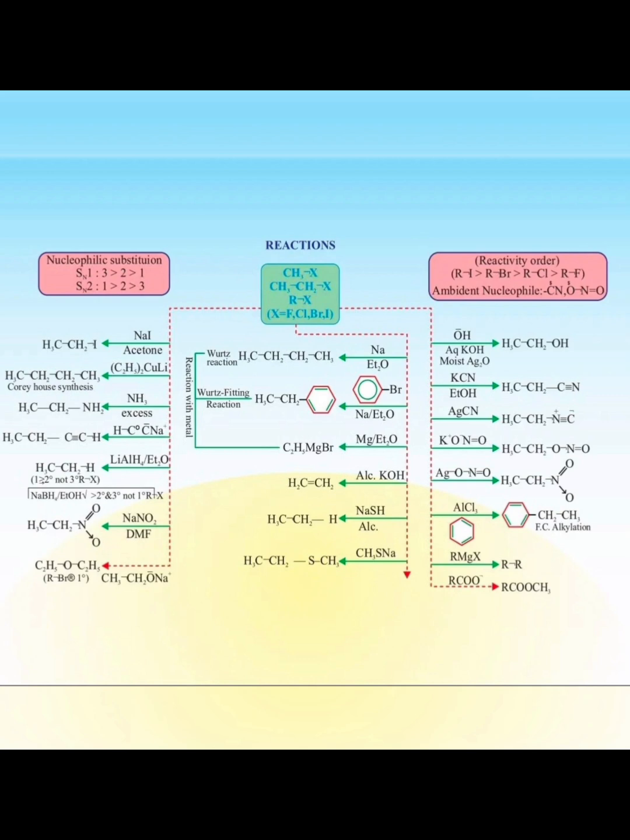Similarly, when alkyl halide reacts with NaSH in alcoholic condition, it gives you the corresponding thiol as a major product. When alkyl halide reacts with CH3SNa, that is the sodium salt of thiomethane, then a thioether will be obtained as a major product. So these are some various chemical reactions along with their reactivity order.